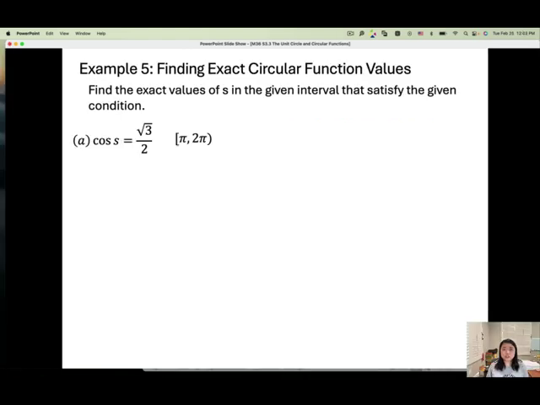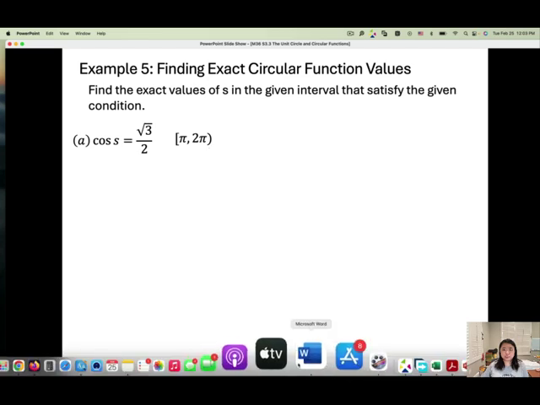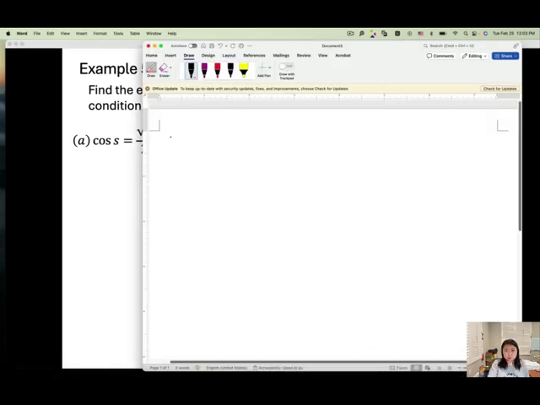Example 5. Find the exact values of s in the given interval that satisfy the given condition. We have cosine s equal to √3 over 2, and s will be inside the interval from pi to 2 pi. So let's do it together. We have cosine s equal to √3 over 2, and the interval from pi to 2 pi.